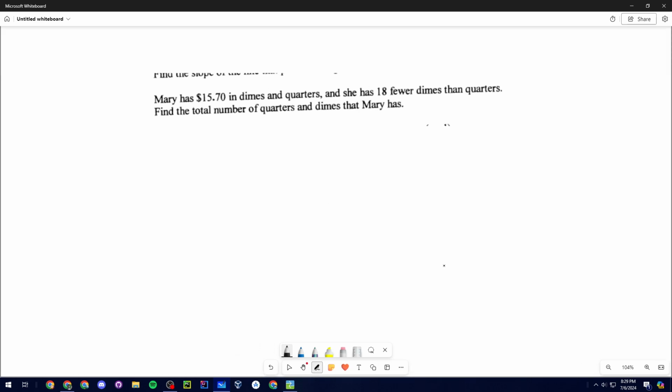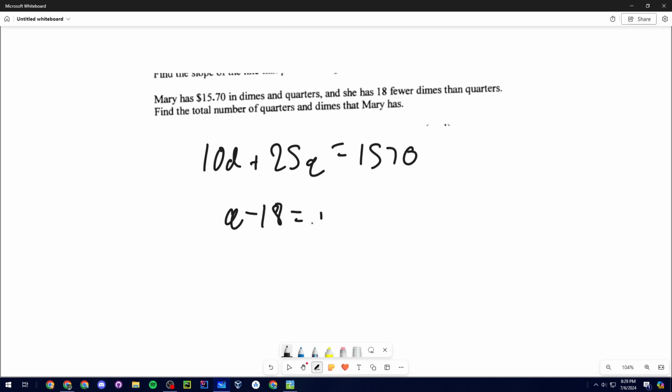Mary has 15.70 in dimes and quarters. Oh, system of equations. Okay, so I'll convert everything to cents. 10D plus 25Q is equal to 1570. And then 18 fewer dimes than quarters. So Q minus 18 is equal to D. Oh, and I actually have to find both variables. Okay, that's annoying.